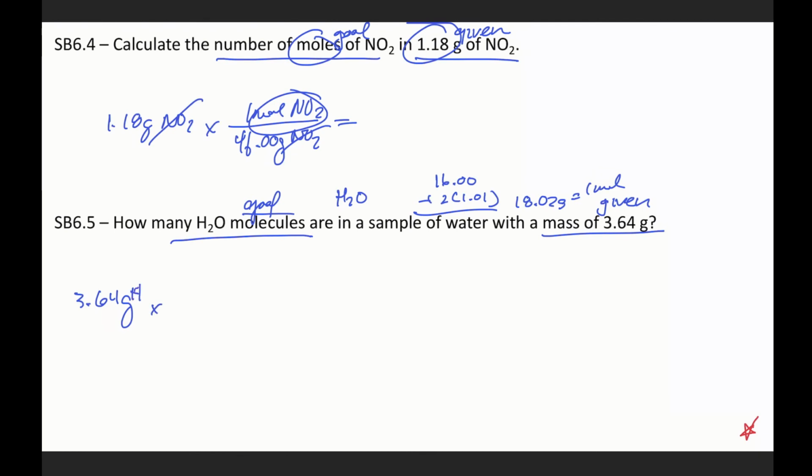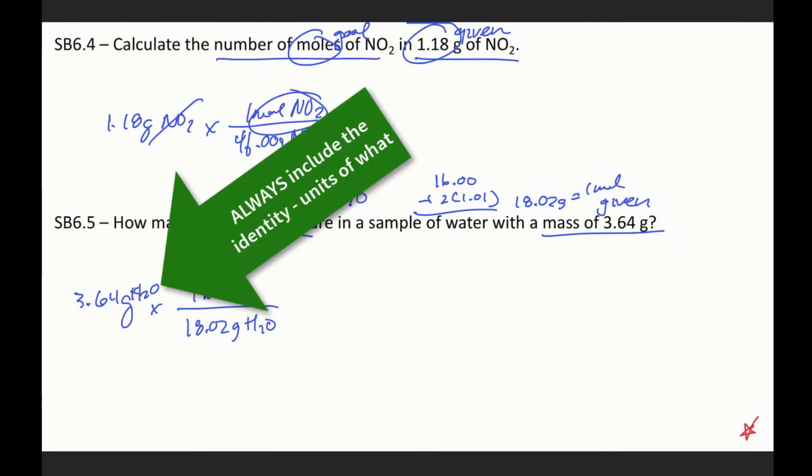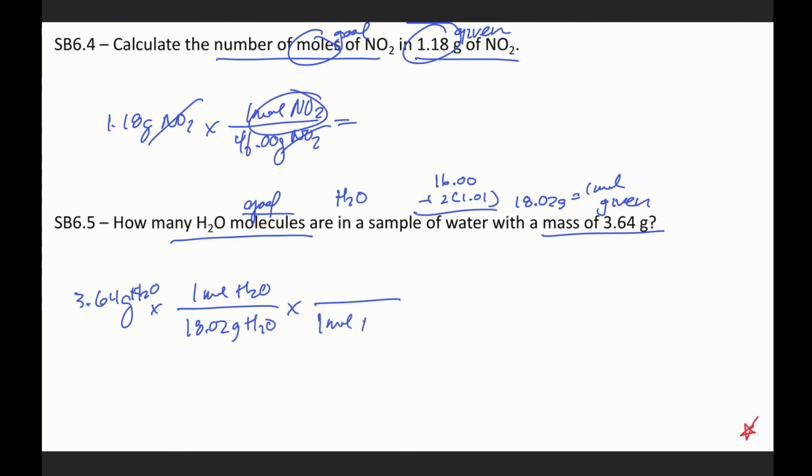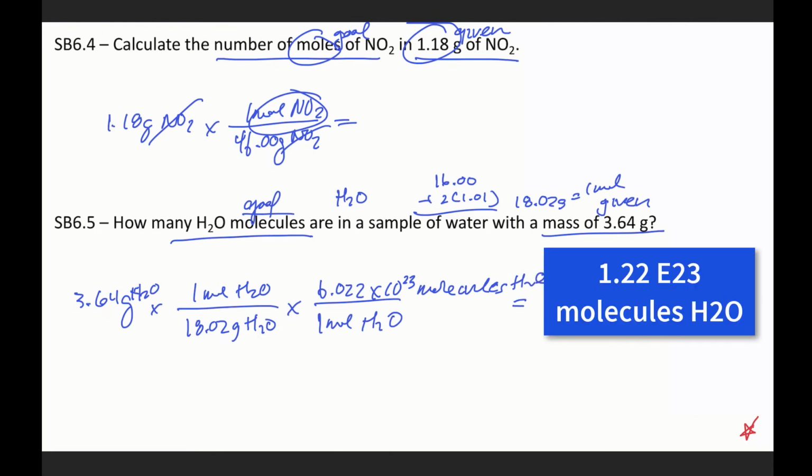So we have 18.02 grams of H2O for every 1 mole of H2O. And then for every 1 mole of H2O, how many molecules are there? Correct, 6.022 times 10 to the 23rd molecules of water. And then we would just need to do the math. Yes? Does that make sense?